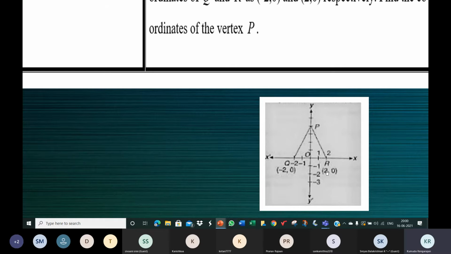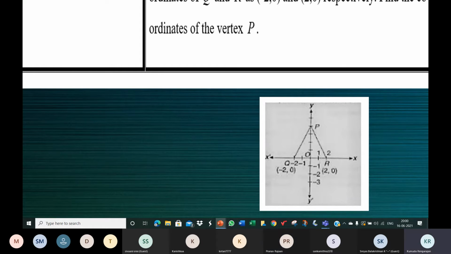So since it's 2 root 3, the length of OP is 2 root 3. This is the altitude. This length is 2 root 3. And P is on the positive side of the y-axis. So its coordinates will be 0, 2 root 3, because x coordinate is 0. So 0, 2 root 3. Ma'am, 3.464, ma'am. Height is.